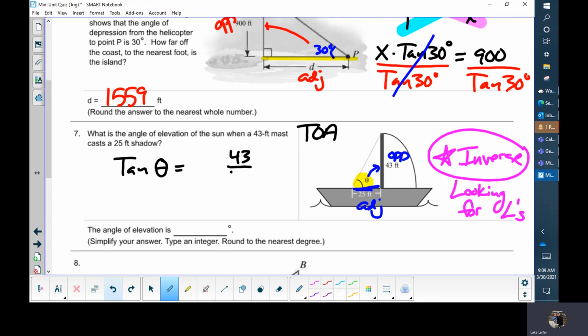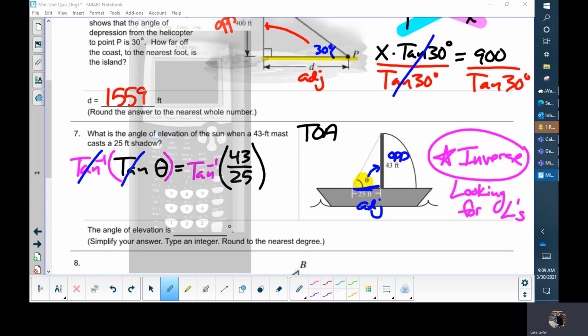43 over 25. Now you'll notice I left some space here. Why did I do that? I am not quite done. My goal is to get this alone. How do I make this go away? Well, its opposite is tan inverse. So if I want that word tangent to go away, I have to take the inverse of it. Just like any algebra equation, whatever I do on one side, I must do on the other. And these cancel each other out. And now we have a calculator problem.